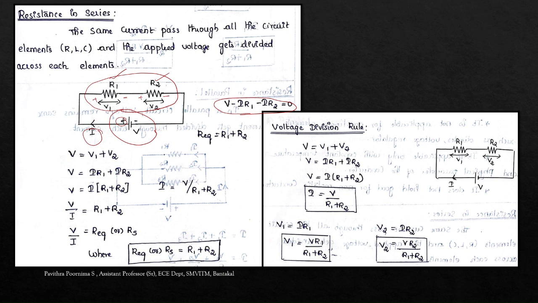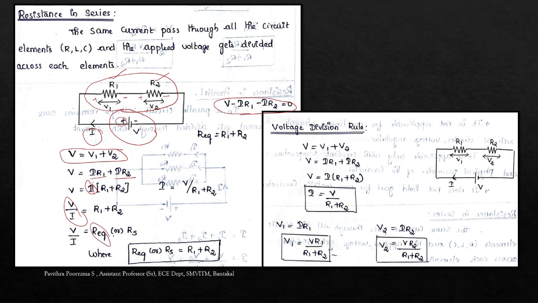And as I said, in a series circuit, when the elements are connected in series, the voltages are different. So I can write the total voltage V equal to V1 plus V2, because the current through R1 and R2 is the same. So what is V1? V1 is I into R1, V2 is I into R2. I is common and it comes as I of R1 plus R2. V by I equal to R1 plus R2, and R1 plus R2 is the series resistance, and we can consider it as the total resistance R equivalent.